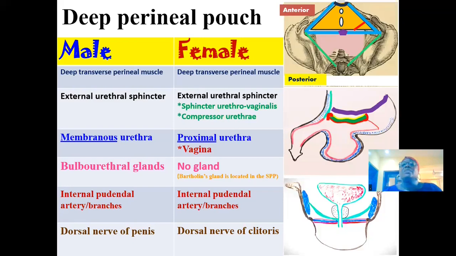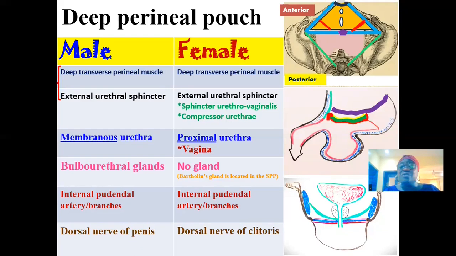So the first muscle that we have that is common to both the male and the female is the deep transverse perineal muscle. If you use this image up here, this is where we have the deep transverse perineal muscle, highlighted in red. You have one on this side and another one on the other side, and this is the path by which they run.